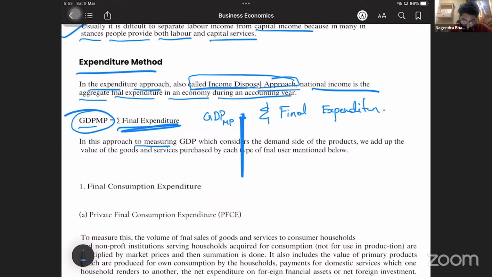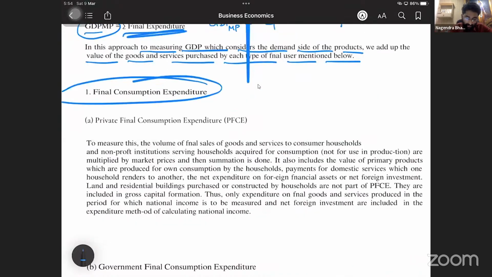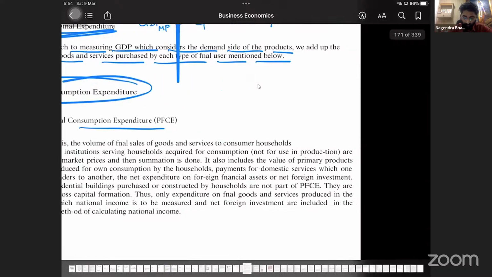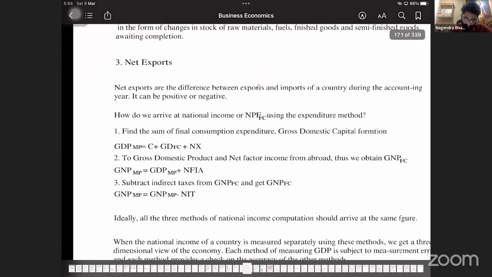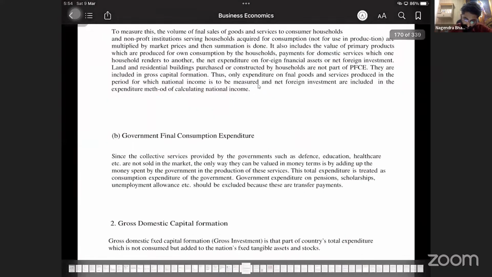So in this approach to measuring GDP, which considers the demand side of the products, we add up the value of the goods and services purchased by each type of final user mentioned below. Who are the final users? Final consumption expenditure. It is private final consumption expenditure and government expenditure. Wait, there is one more. Government final expenditure. These are the two types here.